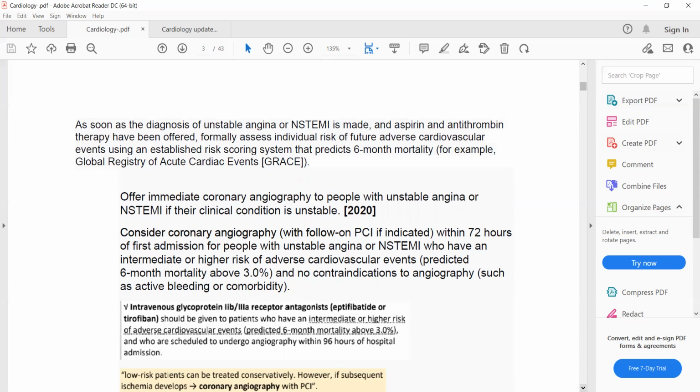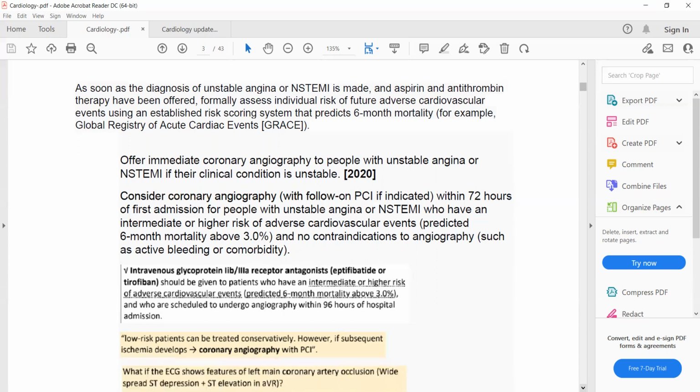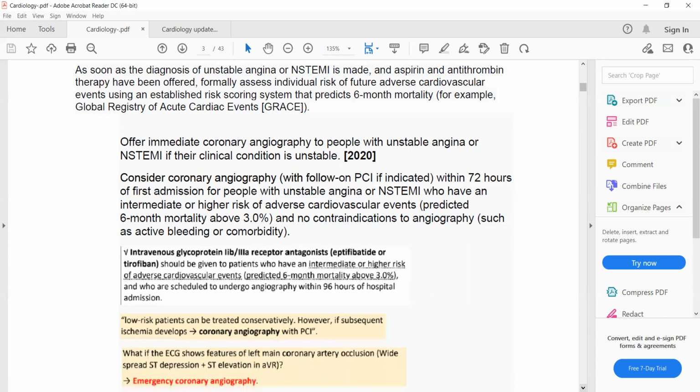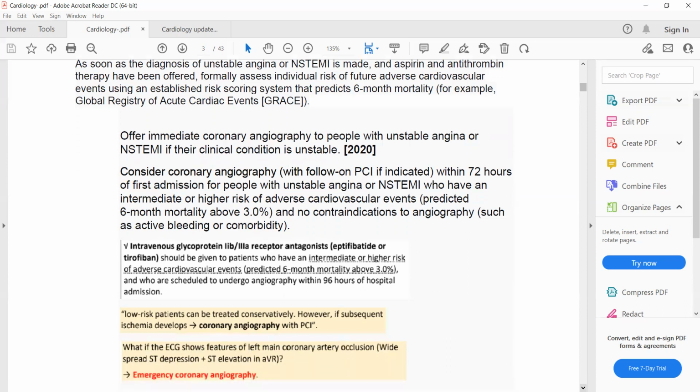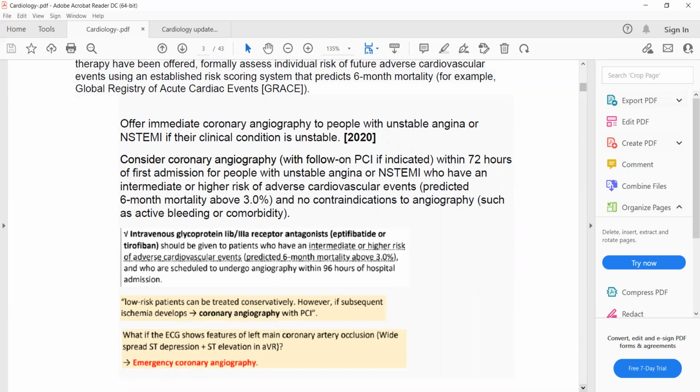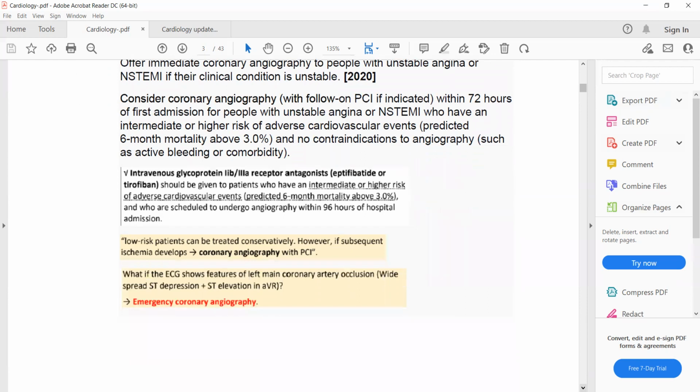Sir, what was the third scenario? The third scenario is that if the patient is low risk, if the 6-month predicted mortality is less than 3%, then he can be managed conservatively. This is the third scenario. A low risk patient can be treated conservatively. What are low risk patients? Those whose 6-month predicted mortality is less than 3%.